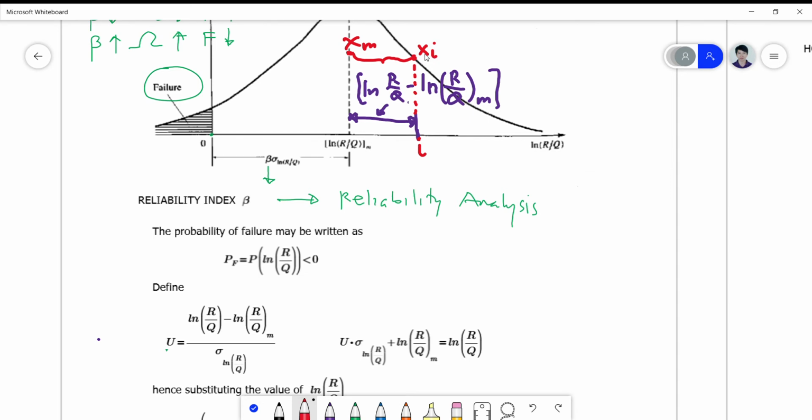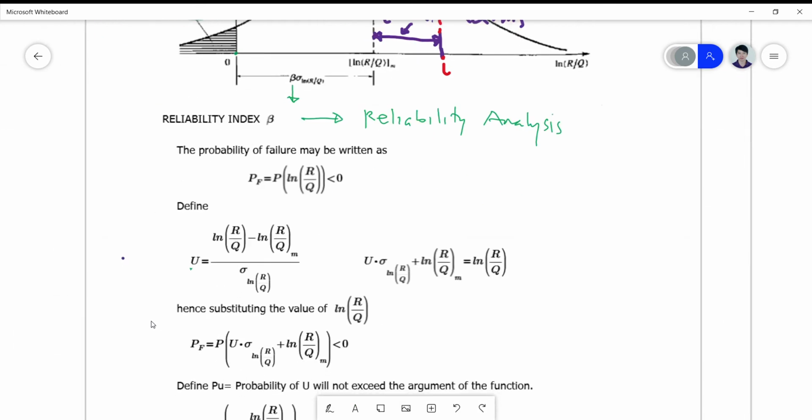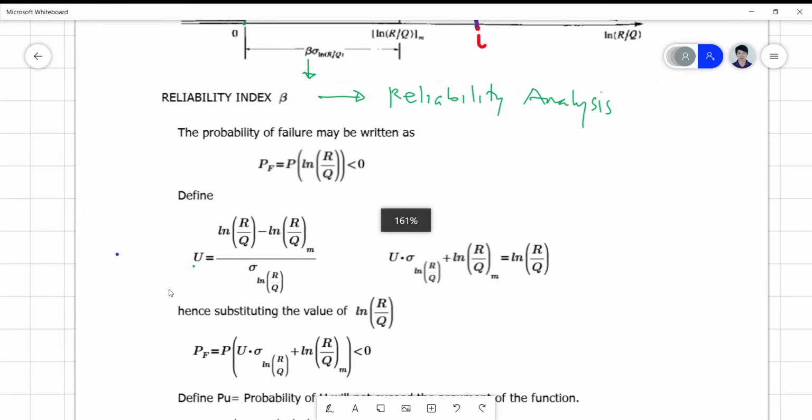So if this is your point i there. Of course, our argument is now different. It's no longer the resistance, it's no longer Q, it's no longer R over Q, but it is the natural logarithm of R over Q. And that's why if we define a variable of concern, which is U, equivalent to this variation divided by the standard deviation, we can come up with another probability.